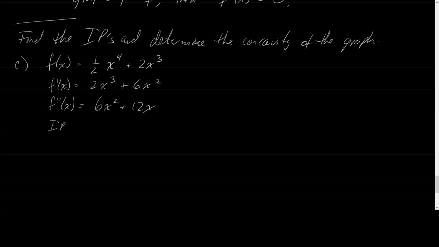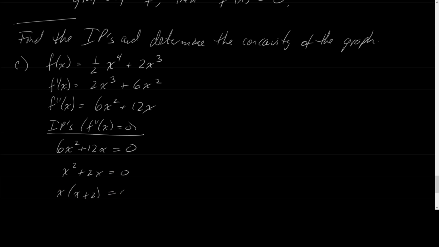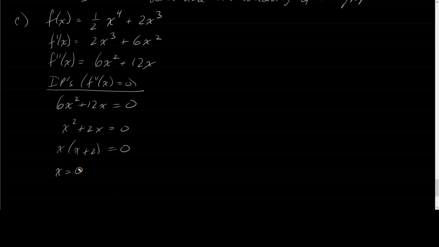And now the inflection points. We said that that's where the second derivative is equal to 0. So we've got 6x squared plus 12x equals 0. If I divide everything by 6, I end up with x squared plus 2x equals 0. Factoring an x, x times x plus 2 equals 0, giving me my two solutions of x equals 0 or x equals -2. So what we found is where the second derivative is 0, right?